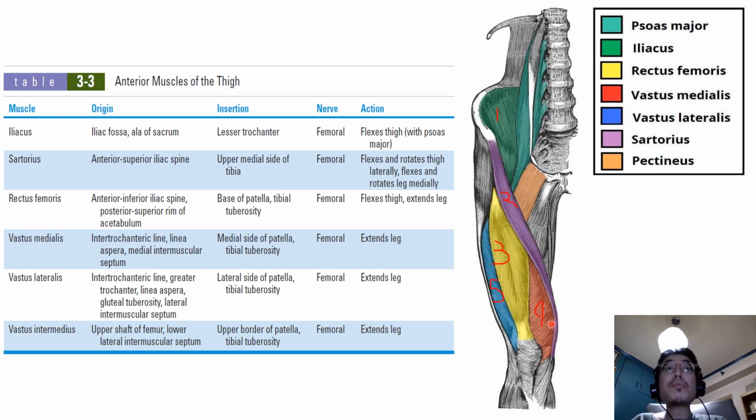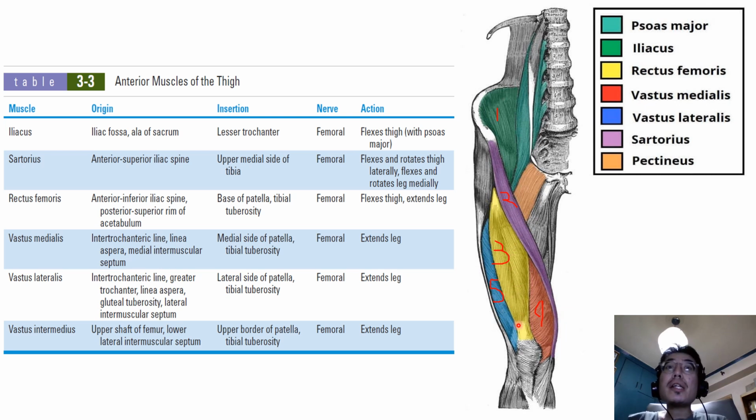If there is a vastus medialis, of course, there is also a vastus lateralis. The vastus lateralis, shown here in blue, has its origin from the intertrochanteric line, the greater trochanter, the linea aspera, the gluteal tuberosity, as well as the lateral intermuscular septum. It attaches or inserts into the lateral side of the patella and the tibial tuberosity. And again, it is innervated by the femoral nerve and it extends the leg.